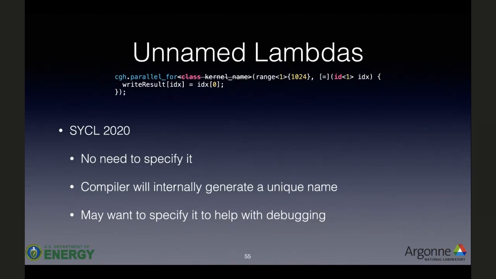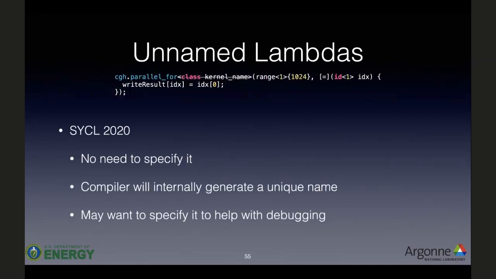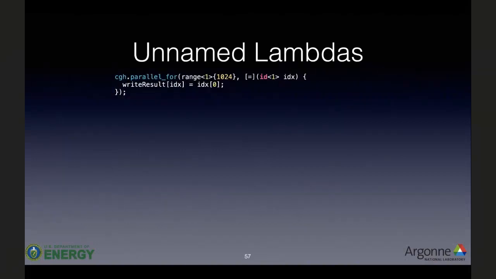SYCL 2020. In 2020, we got rid of the need to specify it. If it's one tool chain, the compiler generates a unique name. You may wish to specify it when you're debugging, but it's certainly not required. Get rid of it, simplify your code. This is a really simple feature, but it makes things much easier to use. You don't have that weird class kernel name thing in there, which makes people go, what does that mean? Because it's just weird. And that's the shortest part of my talk, on unnamed lambdas.